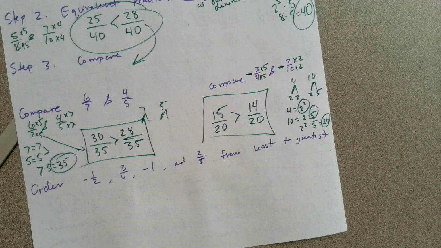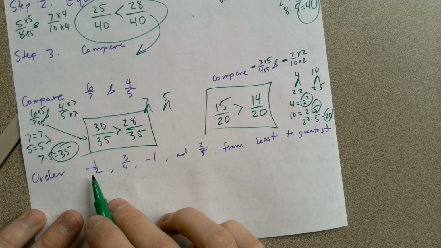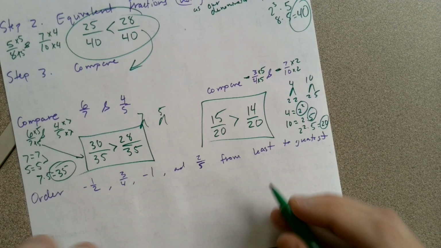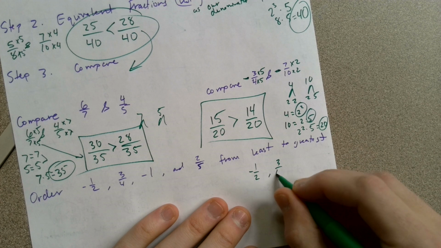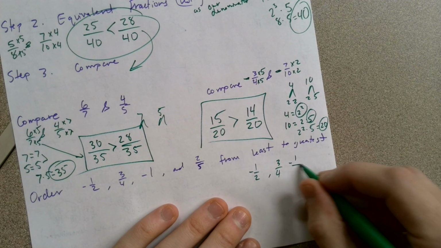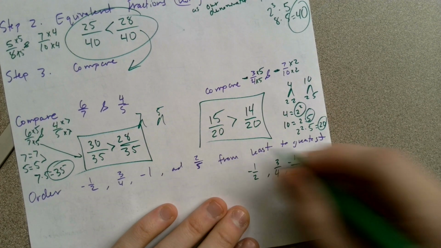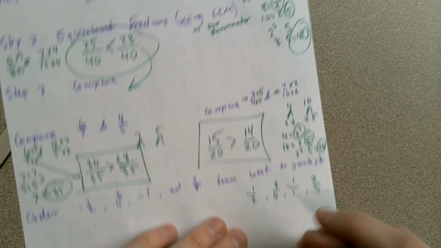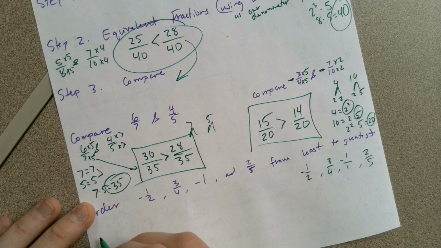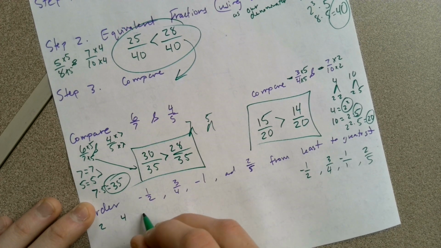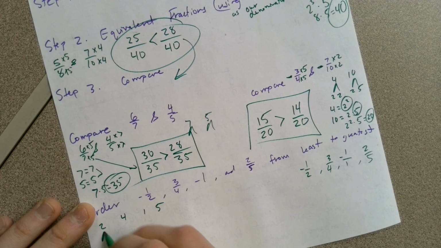All right, last one, a little bit of a challenge problem here. We have order, and they give us a bunch of them. -1/2, 3/4, -1, which I'm going to write as -1 over 1, and 2/5. We're going to do the same method here. We're finding the LCM of the denominators. This time we have a lot of them. We've got 2, 4, 1, and 5. It shouldn't be too tough for us.